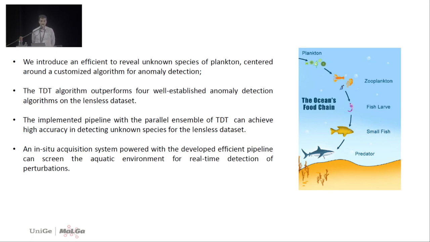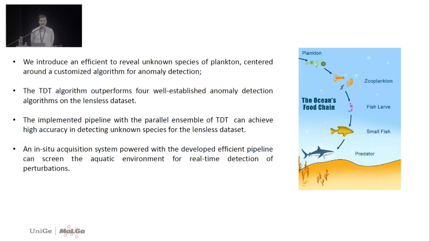We introduced an efficient pipeline to reveal unknown species of plankton. This pipeline is centered around the TDT algorithm, which outperforms 4 well-established anomaly detection algorithms on the lensless dataset. The implemented pipeline is able, with high accuracy, to detect unknown species in the dataset.